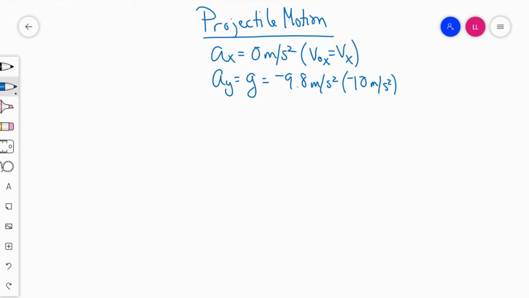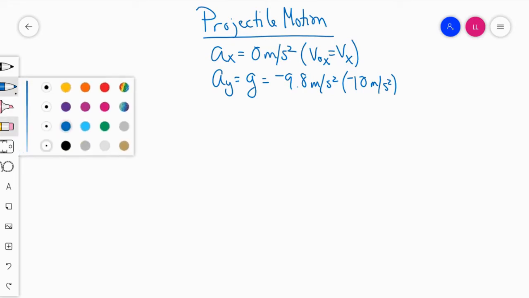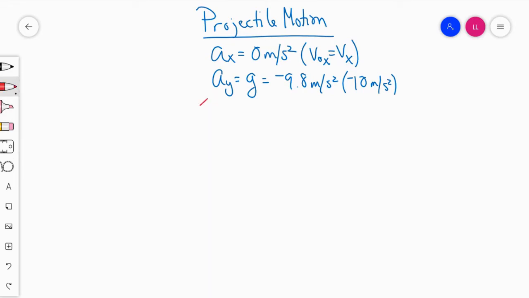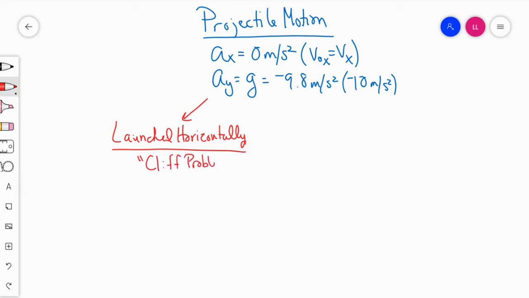But when it comes to projectile motion, we have basically two types of questions. We have launch horizontally, which I like to call cliff problems because that's what it looks like. And then we have launch at an angle problems.